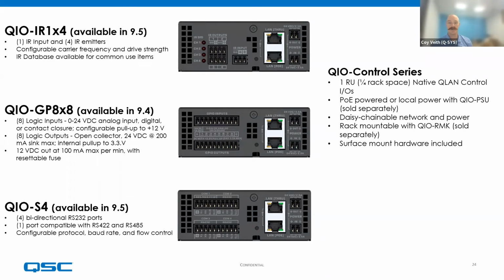So your serial is going to work like a serial port. You're going to have 4 options in your file to bring those in. The GPIO will work the same way. You drag them in, configure them for what you need them to do. And the IR is a little bit different.